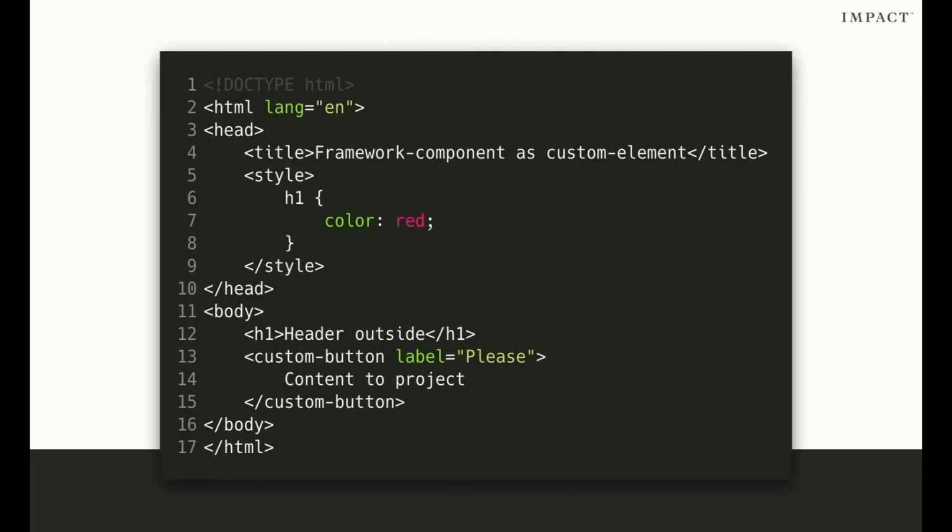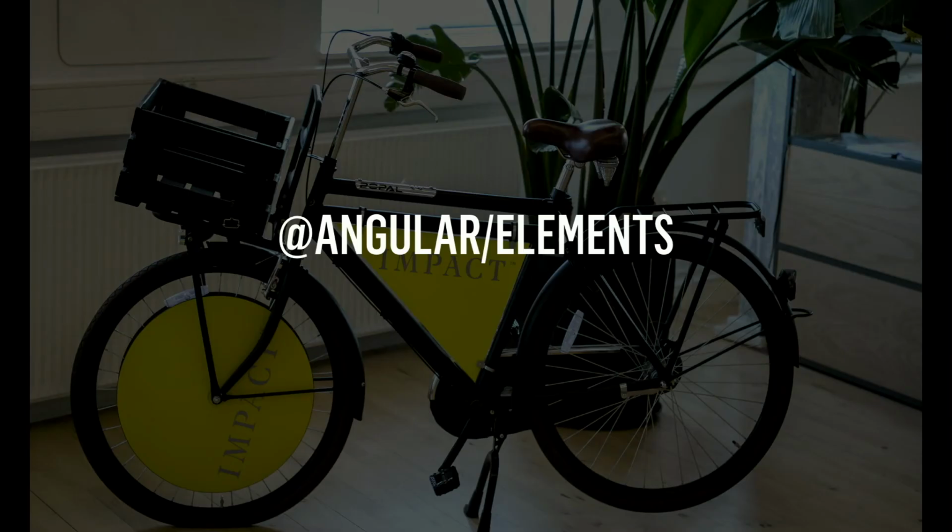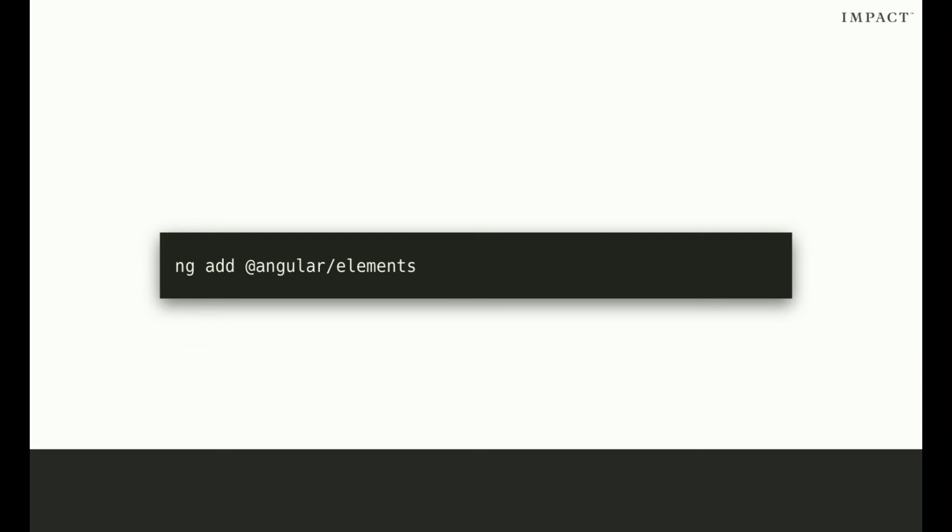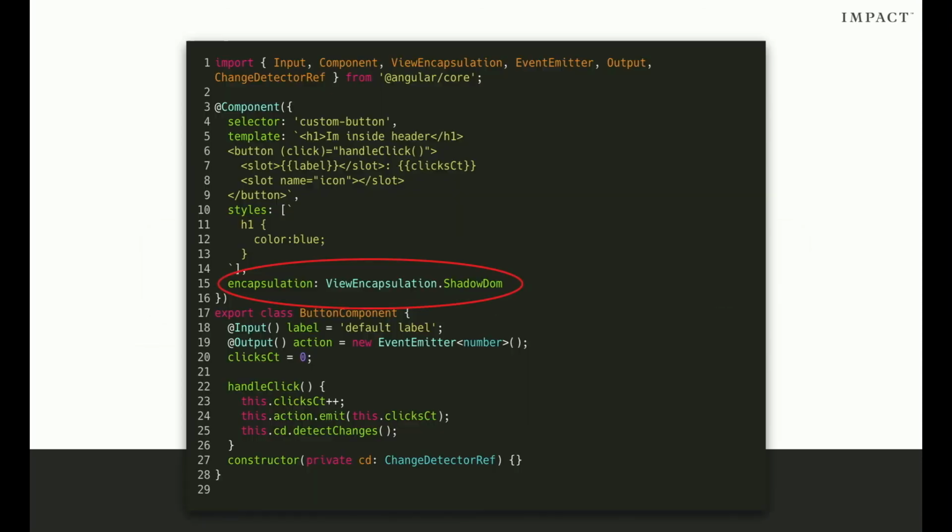So using it is just something like this. We have the header outside with the H1 that's global, and we have the custom button being used. We use the label as an attribute here, and then we have some content that we want to be projected. For Angular, there's a project called Angular Elements. I don't think that's a surprise to anybody. You add it by just adding @angular/elements, and you're pretty much good to go.